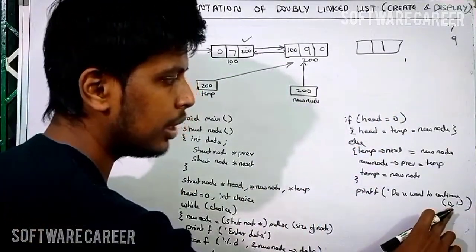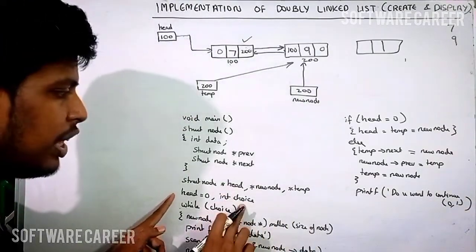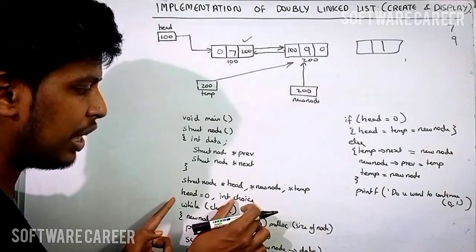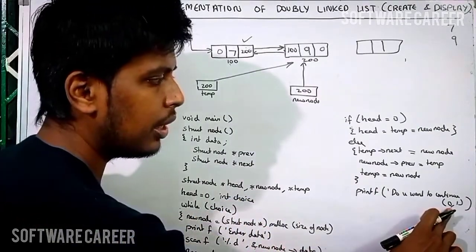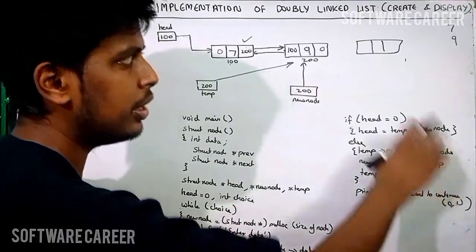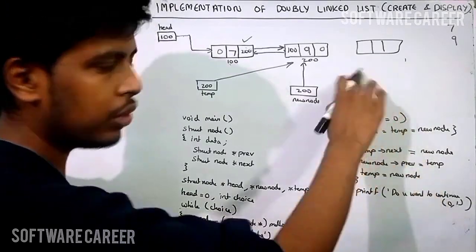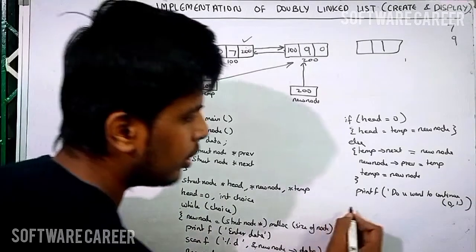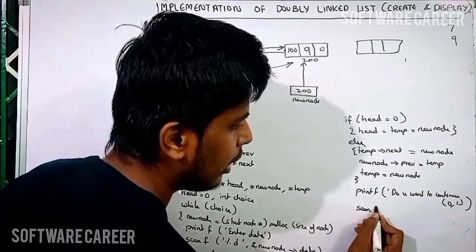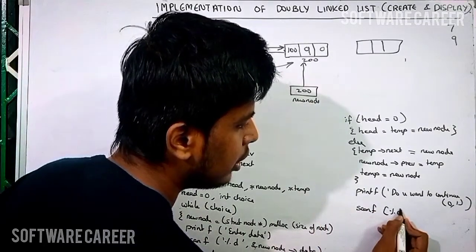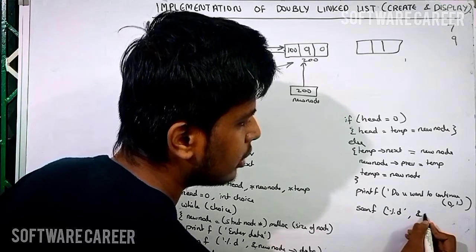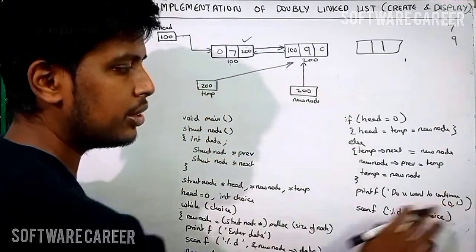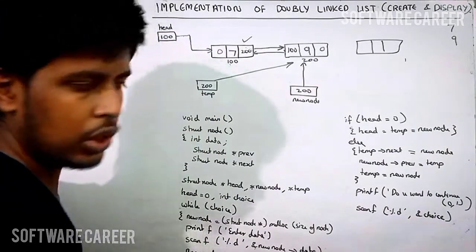There are two options, two choices. That is why I am creating a variable called choice. He enters his choice, 0 or 1. 0 means he doesn't want to create. 1 means he wants to create. So that 0 or 1 is the choice. So I am writing here scanf %d comma &choice. Now the value which he enters, 0 or 1, is considered as choice.